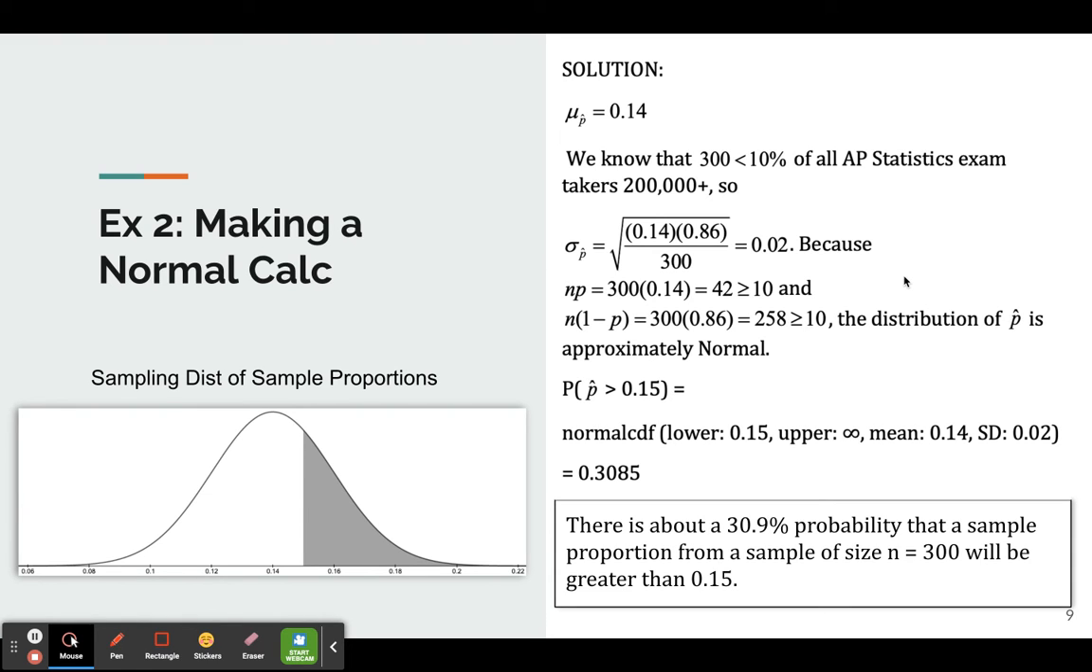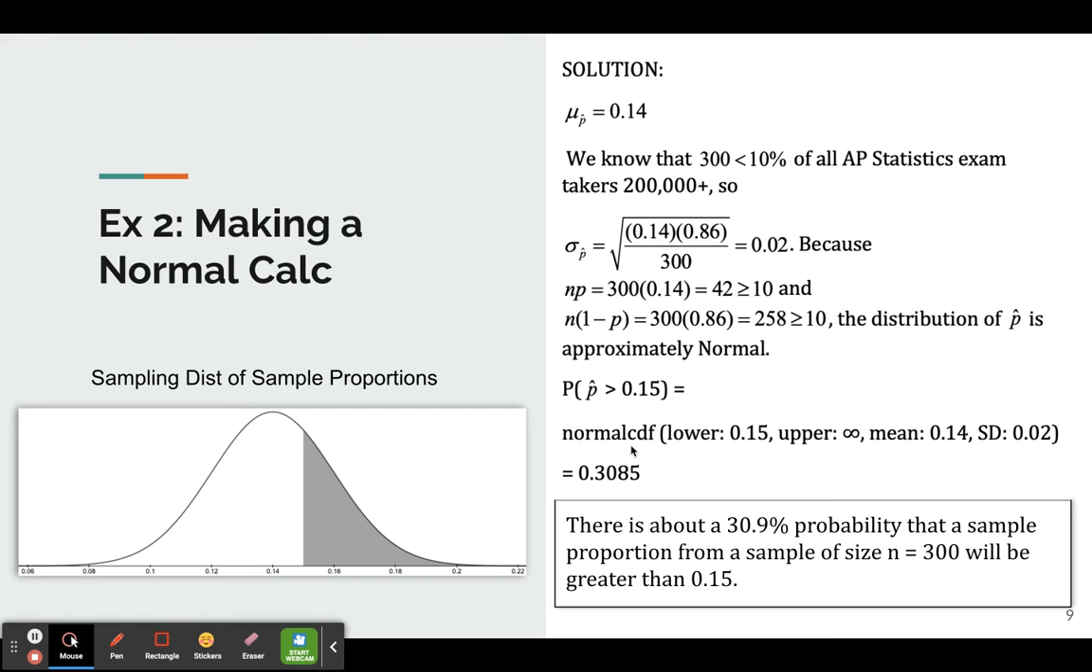And because n times p is equal to 300 times 0.14, that's 42. That's greater than 10. And then also n times 1 minus p is 258, which is greater than 10. The distribution of p hat is approximately normal, right? So we applied the large counts condition. We want to find the probability now that p hat is greater than 0.15. That's just a straightforward normal calculation.